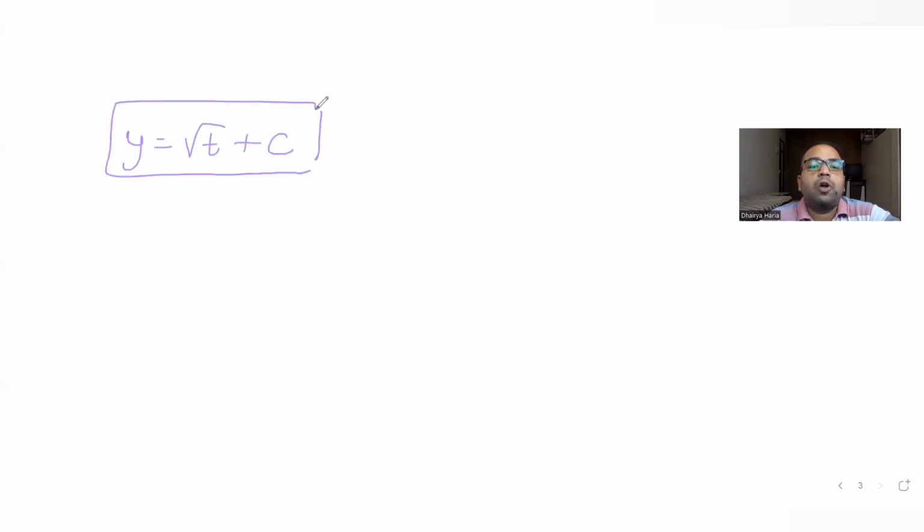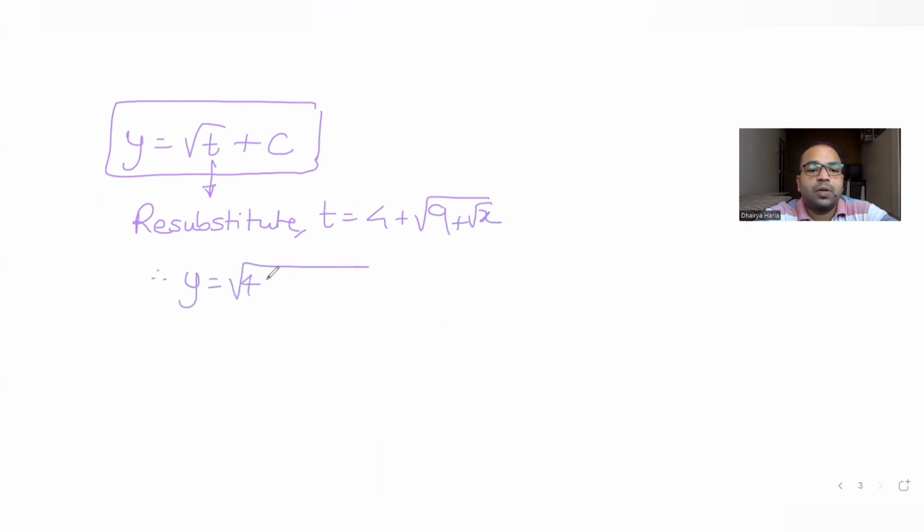So now I do not need my entire answer in terms of t, right? I need it in terms of x. So if I resubstitute, I can resubstitute t as 4 plus root 9 plus root x. So now my solution of this differential equation is y is equal to root of 9 plus x plus c, which is the constant of integration.